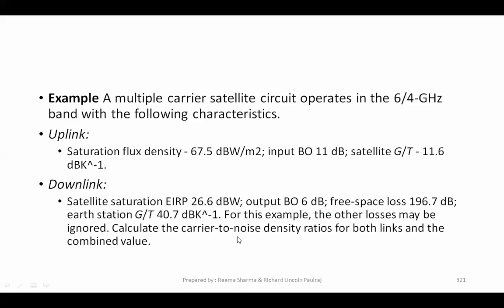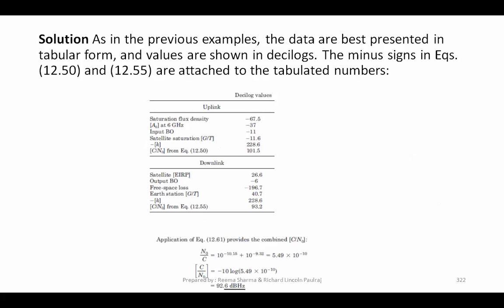Okay, combined carrier to noise density ratio for both the links, and the combined value for uplink and then for downlink, and then add them both. Then you will get a combined uplink plus downlink ratio. Right. So in cases like this, as I mentioned, you can take out the values and tabulate them separately. Okay, because there are a lot of values given. You don't mess up with the values when you tabulate things.